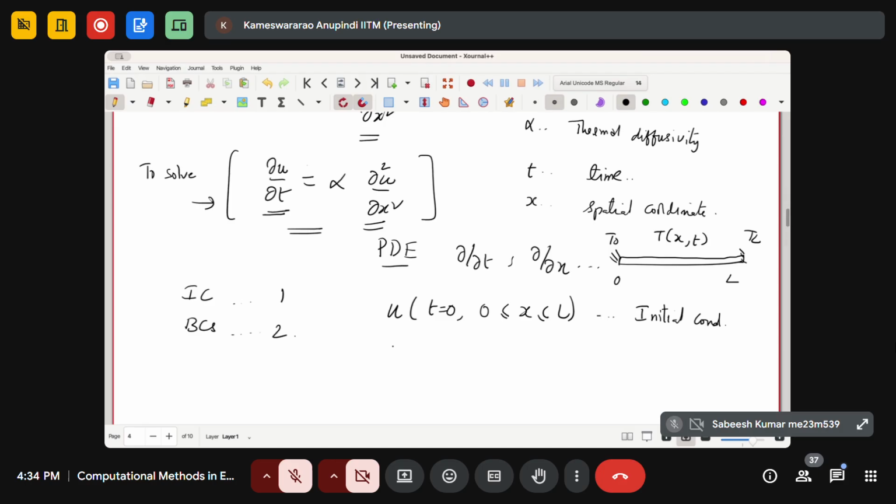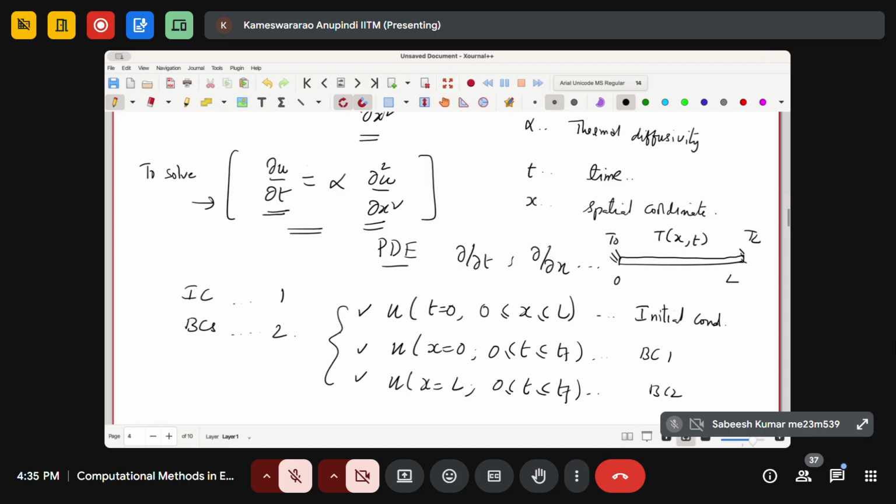Similarly, you need to specify boundary conditions. U at x equal to 0, that is at the left end, you need to specify for all times, that is 0 to capital T or T final. This is boundary condition 1. Similarly, you have to specify the value at x equals L for the entire time, that is 0 to T final, right? That is boundary condition 2. That means for the entire duration of the time when you are conducting the experiment, you have to specify the boundary condition, right? So this is the initial condition and then the two boundary conditions.